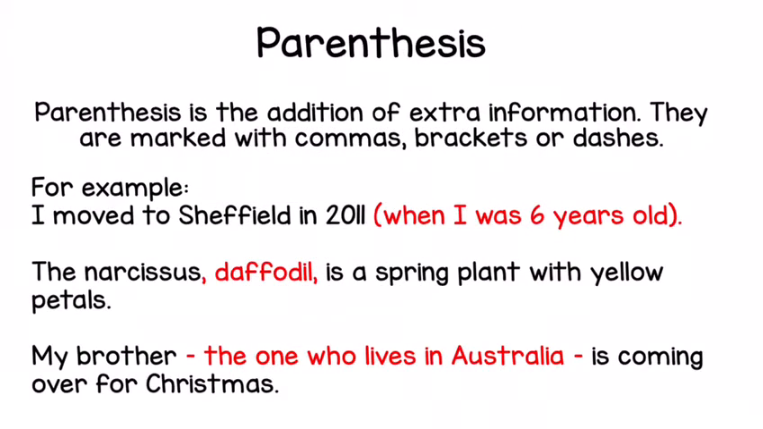This is basically when you add extra information using commas, brackets or dashes. So examples of these include: I moved to Sheffield in 2011 (when I was 6 years old). So the extra information there is that she was 6 years old. Using commas: the narcissus, daffodil, is a spring plant with yellow petals. So there you're giving the extra information about what it's commonly known as. And the last example is: my brother - the one who lives in Australia - is coming over for Christmas, where the extra information is given about where the brother lives.